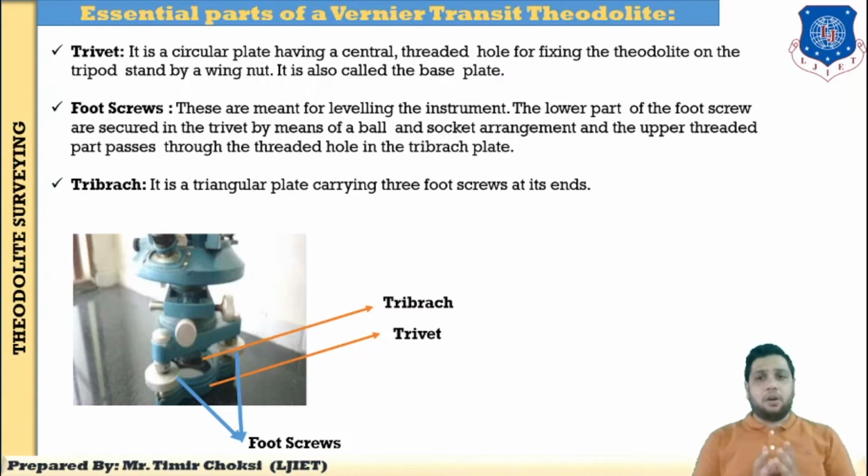The lower part of the foot screw is secured in the tribrach by means of a ball and socket arrangement, and the upper threaded part passes through the threaded hole on the tribrach plate. So the foot screw is the most important essential part of the vernier transit theodolite for leveling the instrument. Next is the tri-branch. It is the triangulation plate carrying three foot screws at its ends. So these are the three important essential parts on this slide.